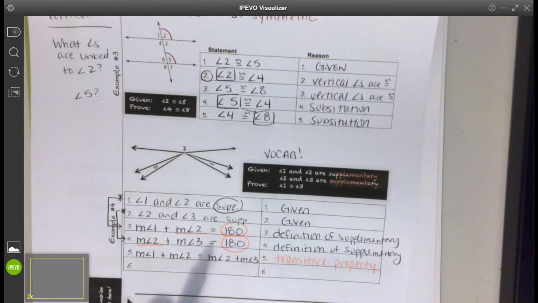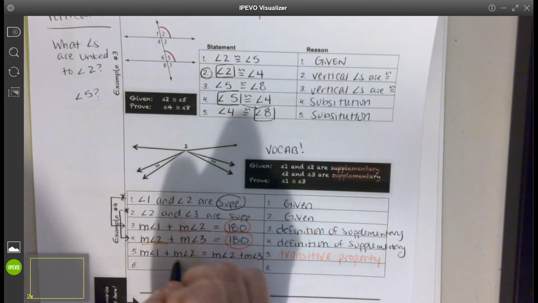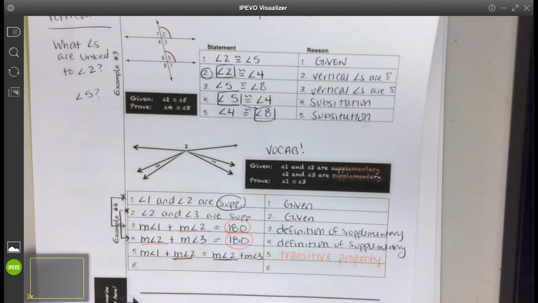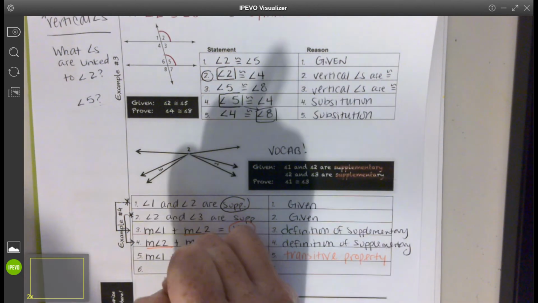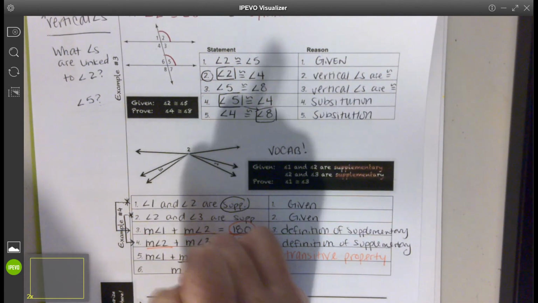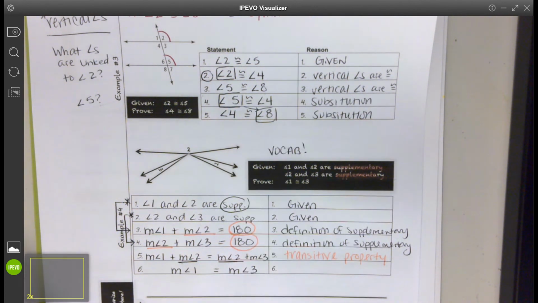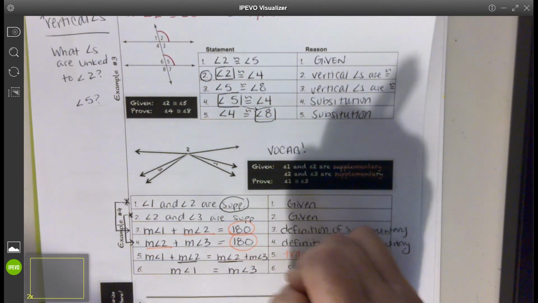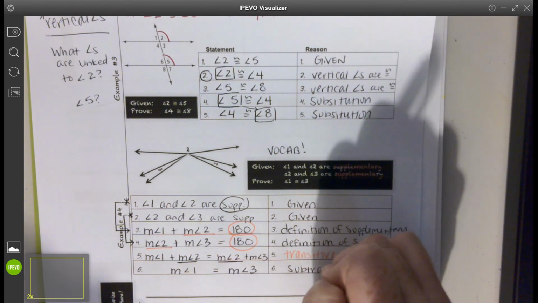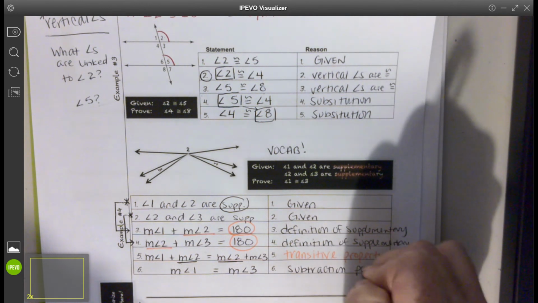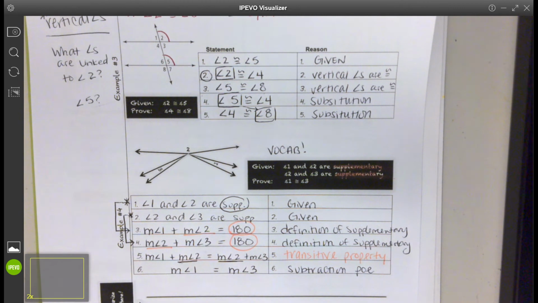Now, on my next line here, you can see that I have the measure of angle 2 on both sides. If I subtract the measure of angle 2 from both sides, I am now left with the measure of angle 1 equal to the measure of angle 3. That would be our subtraction property of equality. Again, I'm abbreviating.